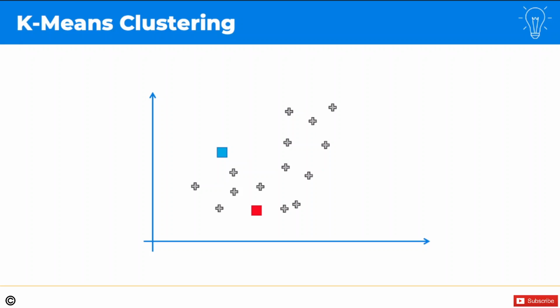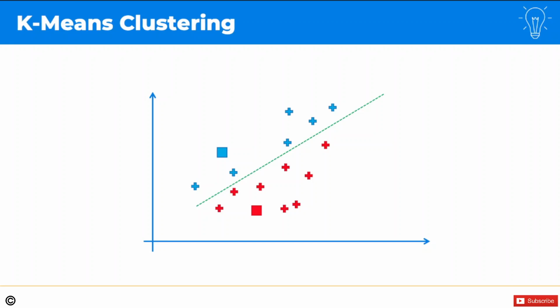Now, what happens next is k-means will assign each of the data points to the closest centroid. In this case, it's easiest done by drawing this equidistant line. Anything above is blue, is assigned to the blue centroid. Anything below is assigned to the red centroid. Now, the next step is quite interesting.